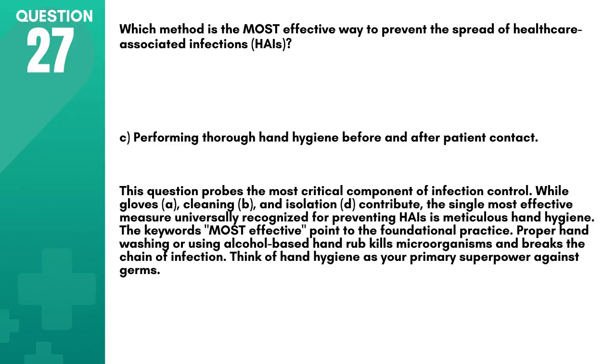Answer: C. Performing thorough hand hygiene before and after patient contact. This question probes the most critical component of infection control. While gloves, A, cleaning, B, and isolation, D, contribute, the single most effective measure universally recognized for preventing HAIs is meticulous hand hygiene. The keywords most effective point to the foundational practice.